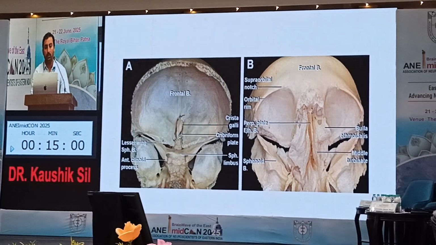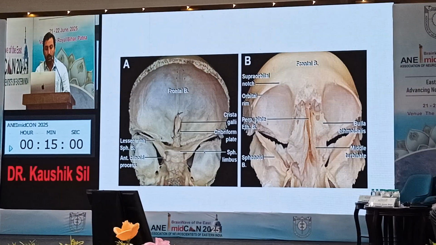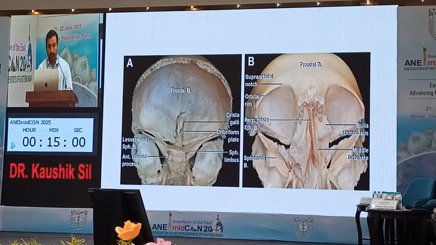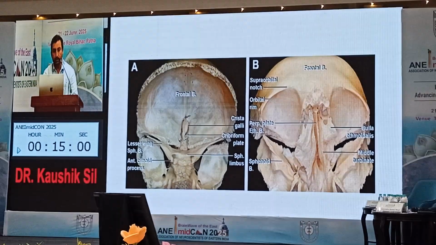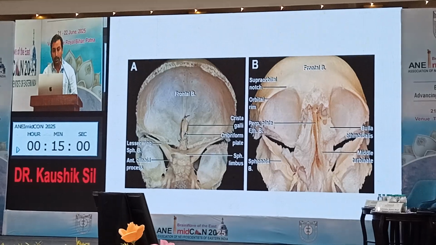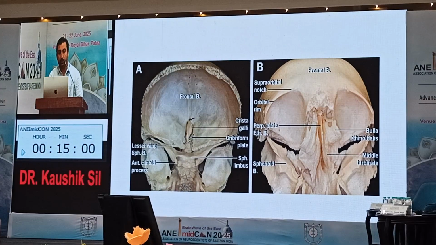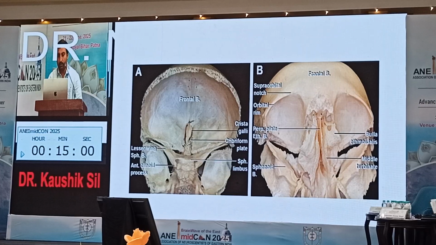Continuing with the anatomy, this anterior cranial fossa is limited laterally by the sphenoid wings and medially by the sphenoid limbus. In the center we have a special area which gives attachment to the falx, and we have the cribriform plate, which has multiple openings through which the olfactory nerves pass.